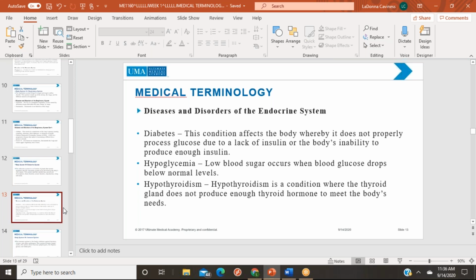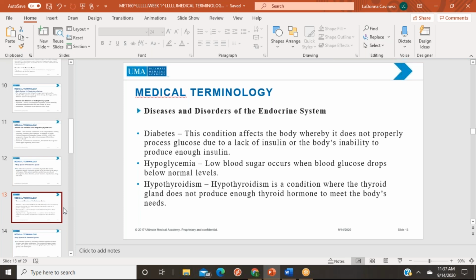Here's some examples of diseases or conditions of the endocrine system. So diabetes, it's a big one. This condition affects the body whereby it does not properly process glucose due to lack of insulin in the body, or the body's inability to produce insulin.